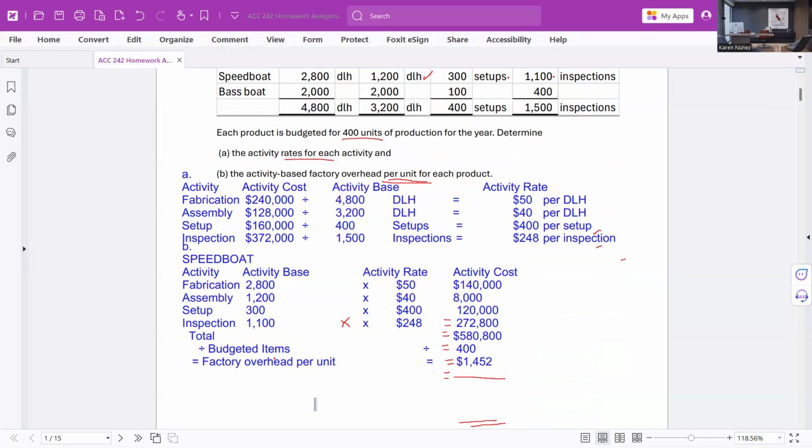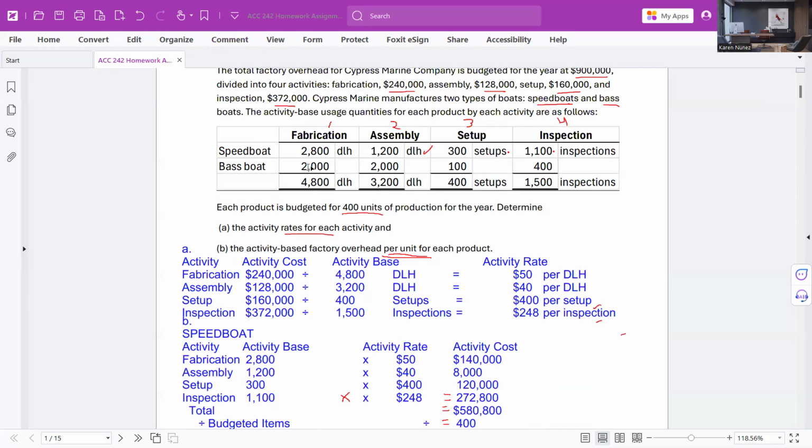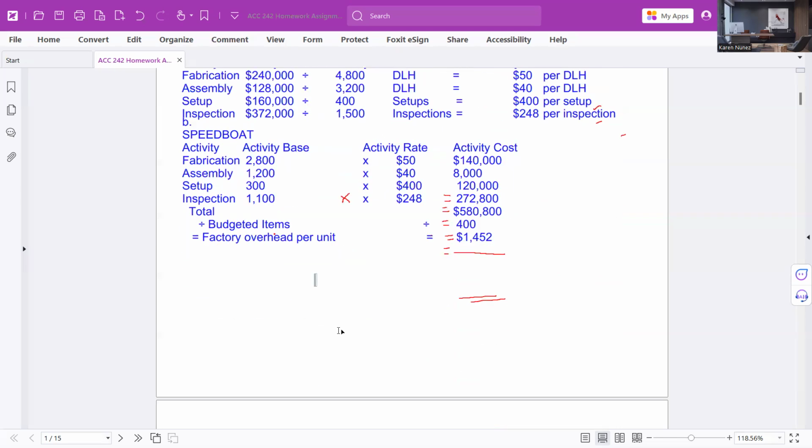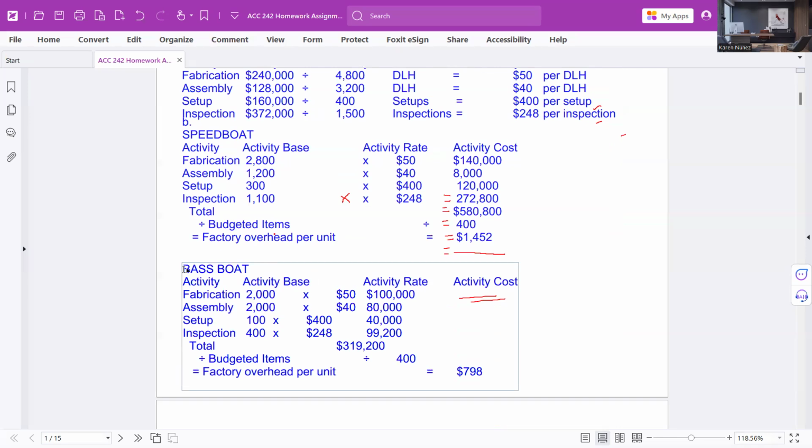So now let's do the bass boat. And we're going to do basically the same thing, right? But the activity is different. For bass boat, we have 2,000 fabrication hours, 2,000 assembly hours, 100 setups, and 400 inspections. But the rates are the same. So we're doing the exact same thing. Take the activity times the rates, divide by the 400 units for the bass boat. Then we'll get the factory overhead per unit. So let's see if I put that right there. There we go. We got it.